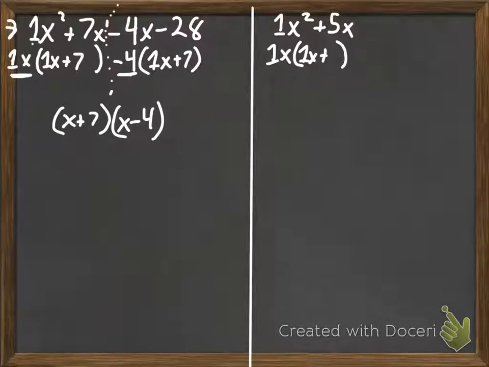5 divided by 1 is 5, and we took away its x. So there we go. We don't have to do anything else. There's nothing else there to do.